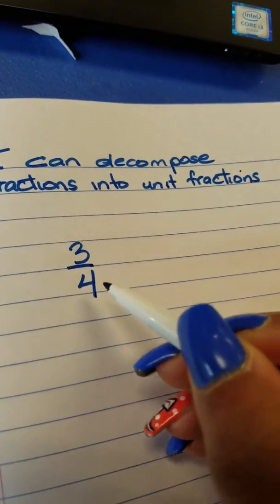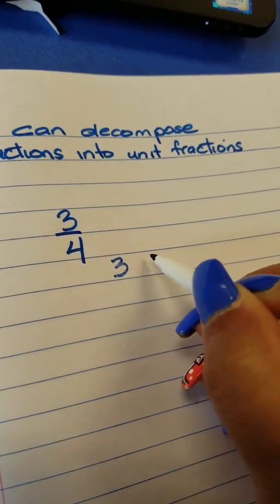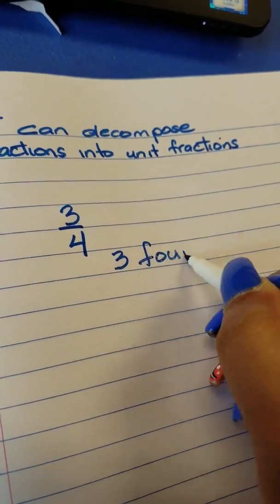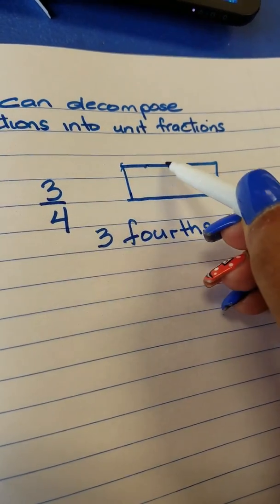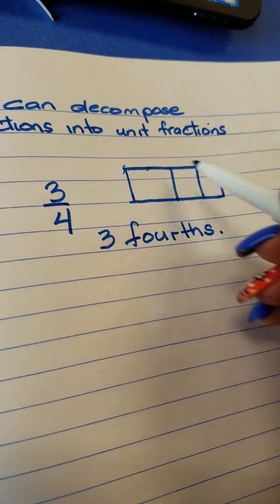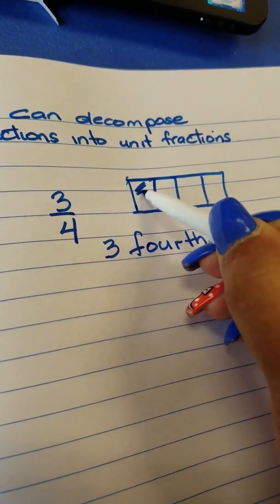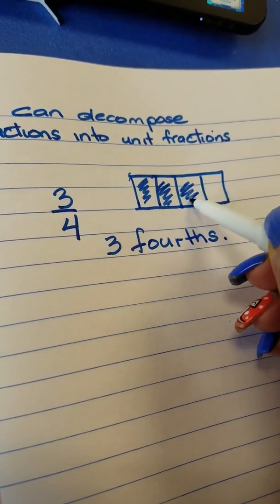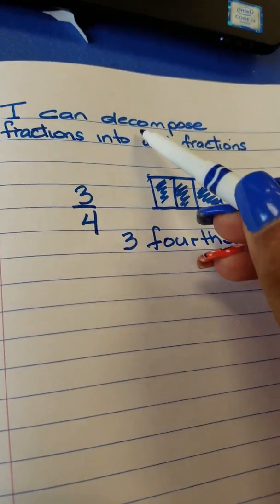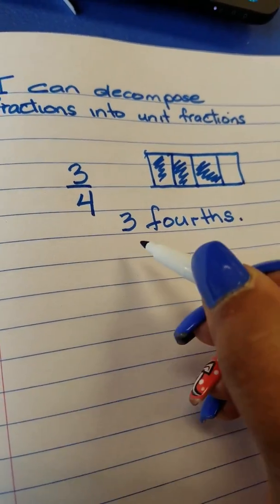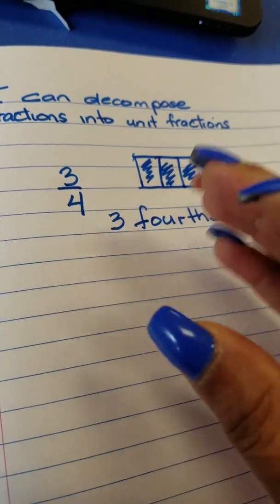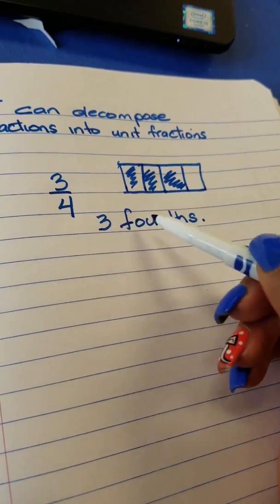3/4. Now, 3/4 can be written as 3 with the unit fourths. I can also model 3/4 as 4 parts, and 3 parts are shaded. Now, what does 4 parts mean when we decompose it into unit fractions? 3/4 means that I have individual pieces that I can put together when I'm shading to get 3/4.